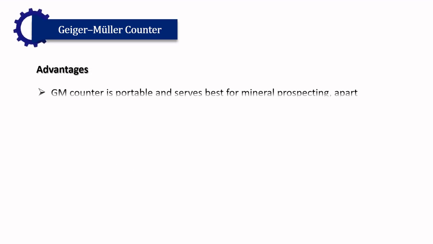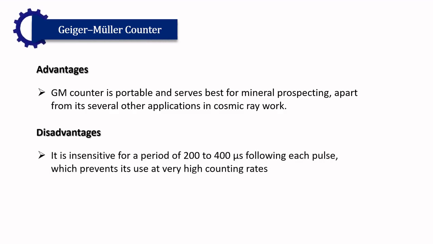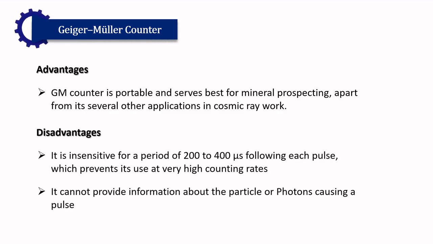The GM counter has several advantages in nuclear radiation detection. It is portable and serves best for mineral prospecting apart from its applications in cosmic ray work. It also has some limitations. It is insensitive for a period of 200 to 400 microseconds. In this time it will not be able to detect external radiations.